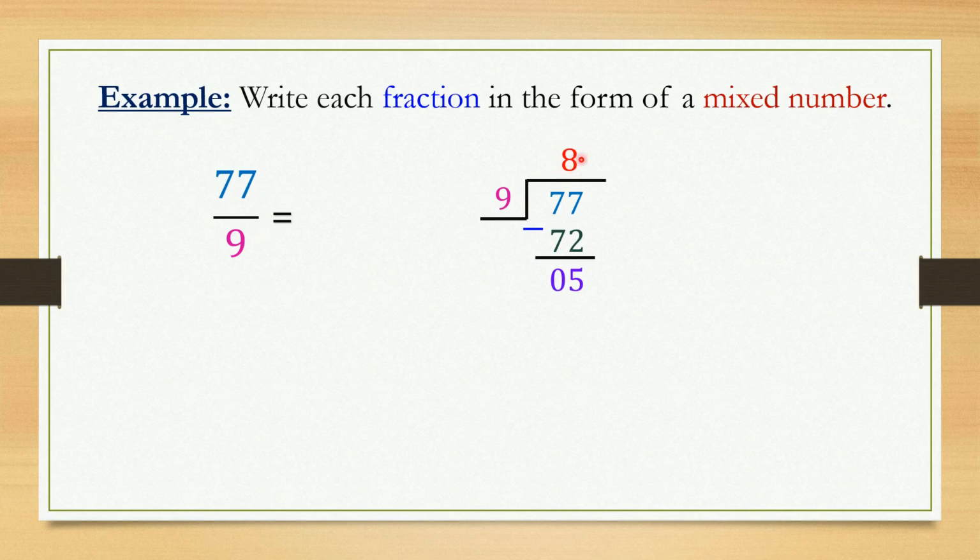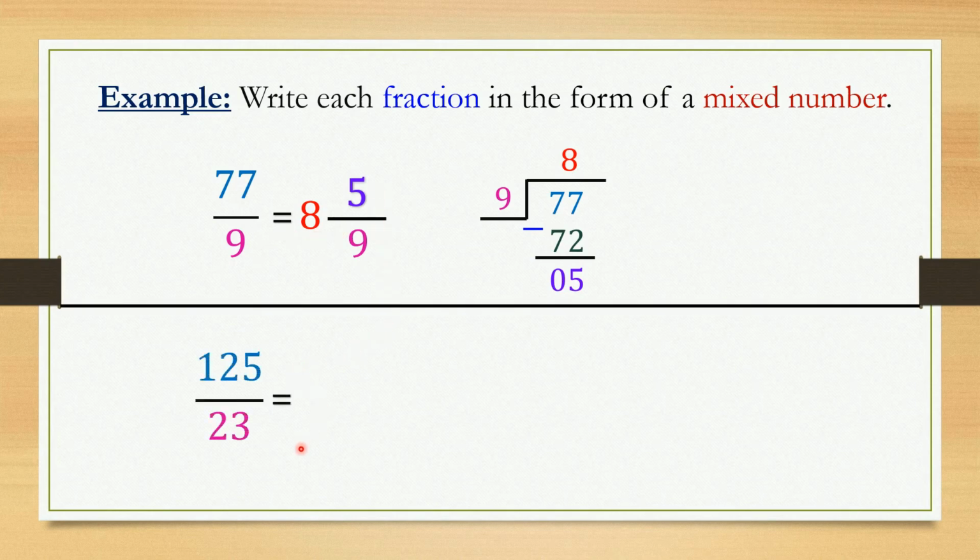Now we are able to write the mixed number equal to this fraction. It's in fact 8. The quotient is the whole number part. Now, the fraction part, 5, the remainder is the numerator, and of course the denominator won't change. We copy the 9 as it is, and we found our answer. 77 over 9 is equal to 8, 5 over 9.